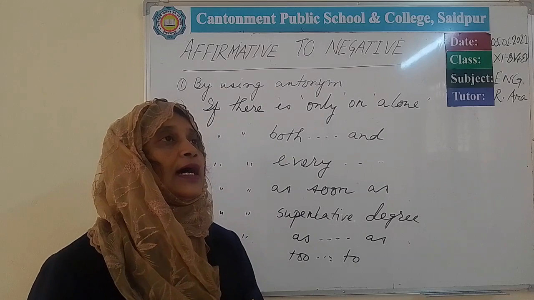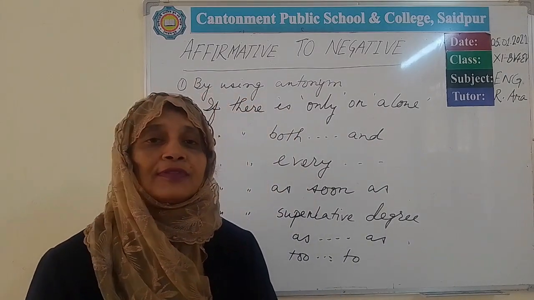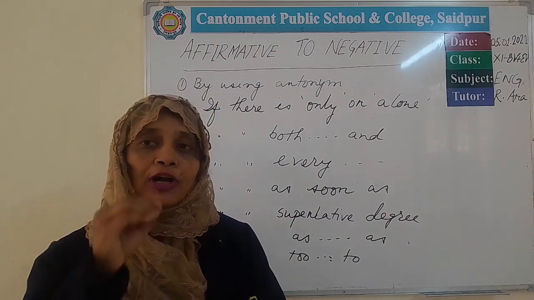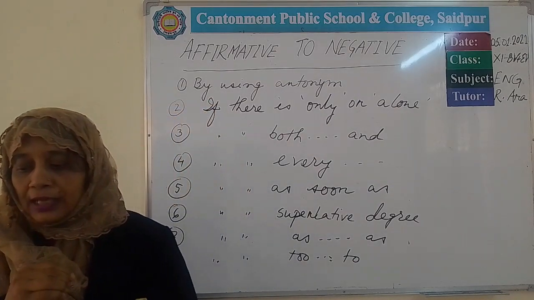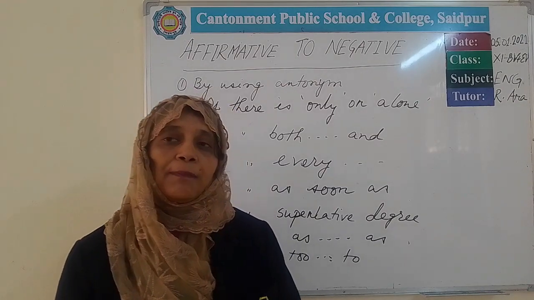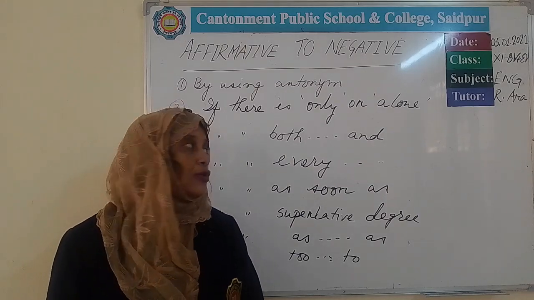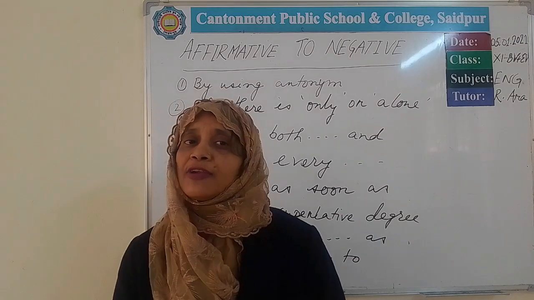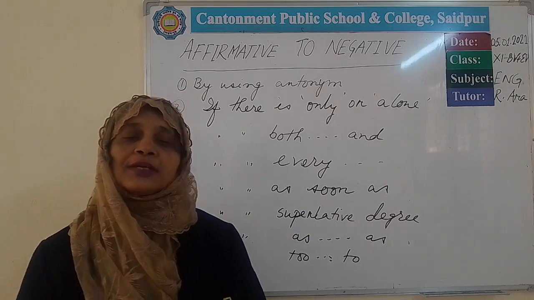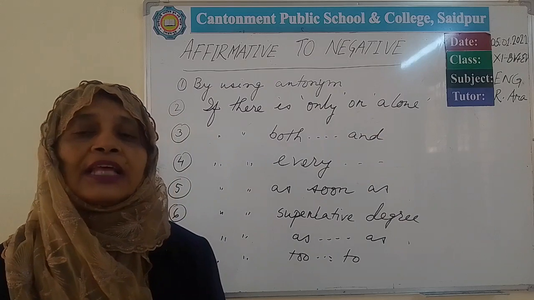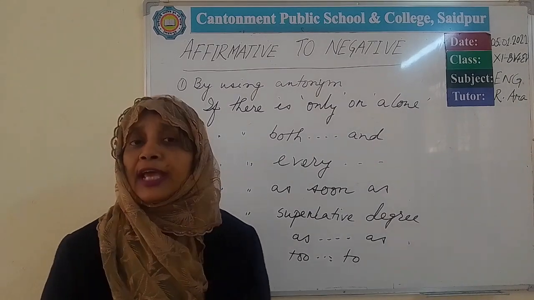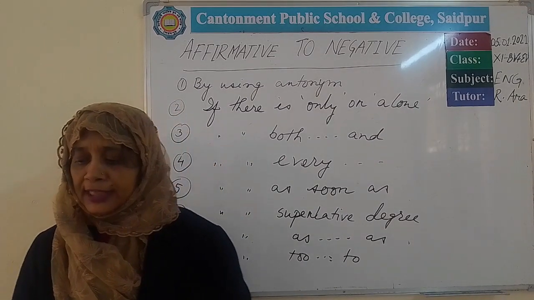Here only refers to the brave, that means the total brave people. So for this only, we are to use none but, because the brave are people. Whenever only or alone refers to people, then we use none but. So the negative sentence would be: none but the brave are supported.